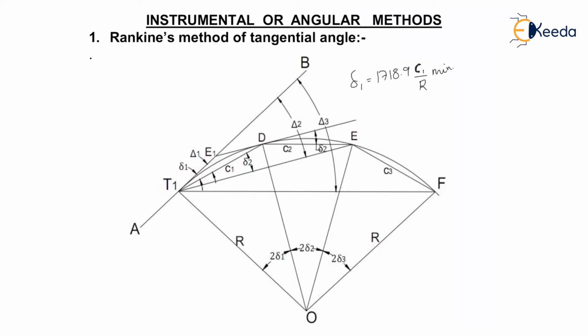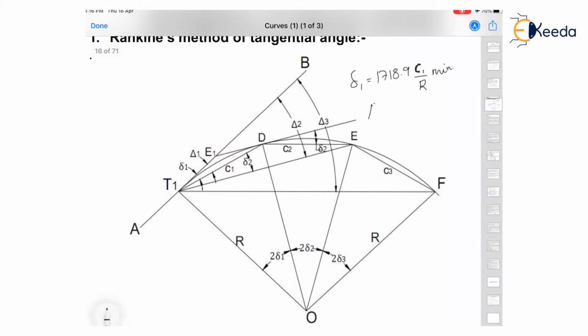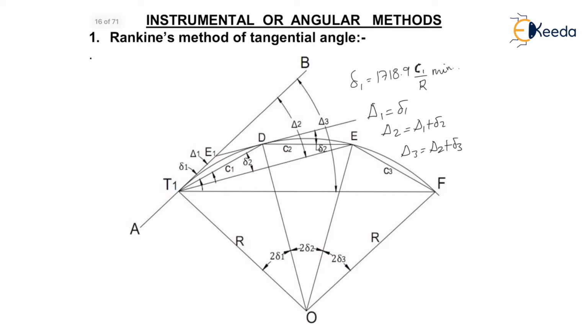By knowing these angles, we can find the total deflection angle, which is capital delta 1. In this figure, delta 1 total will be equal to delta 1. Total delta 2 will be equal to total delta 1 plus delta 2. And total delta 3 will be equal to total delta 2 plus delta 3, and so on if we have n chords. So in this figure, this much we have to find out.